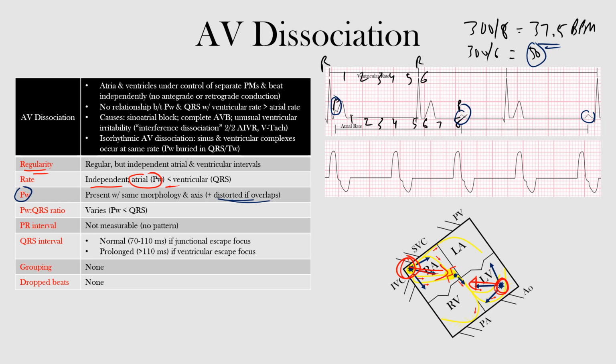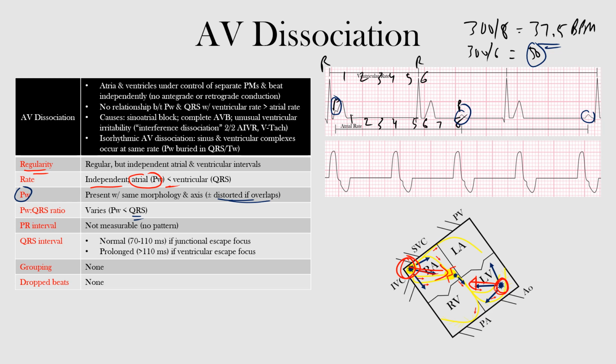Now, in terms of the P wave to QRS ratio, again, this will vary, but in this case, because we have a faster ventricular rate, we'll have a greater QRS to P wave ratio, okay? So there will be more QRS complexes to P waves because of that greater ventricular rate. In terms of the PR interval, in this case, it won't be measurable, okay? We don't have a true PR interval because they're not related to each other, so there'll be no pattern.